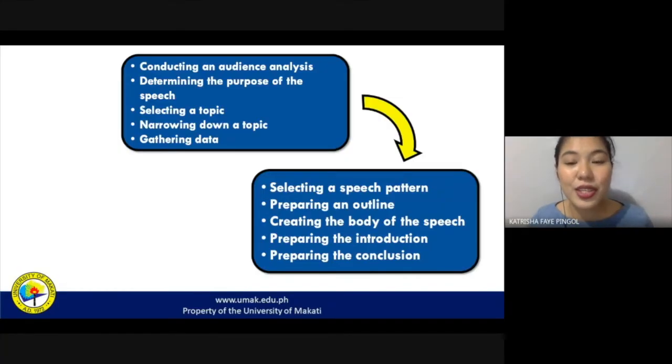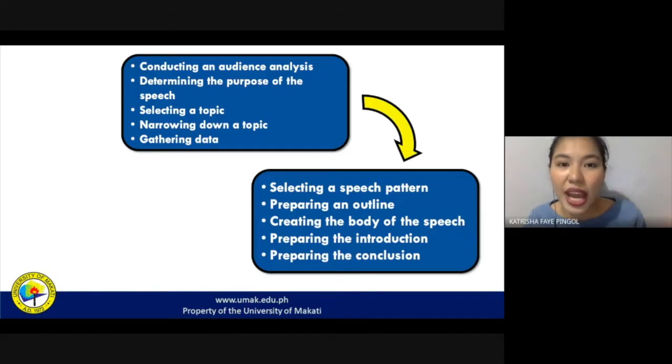Next is, after you have already determined the kind of speech that you are going to deliver, you have to now start writing or preparing an outline. An outline is very essential. Even in essay writing, we utilize an outline because an outline helps you see the entirety of the speech itself, of your own write-up, okay? And it's presented in such a way that you could already see which are the main concepts, main ideas, and which are the supporting ideas.